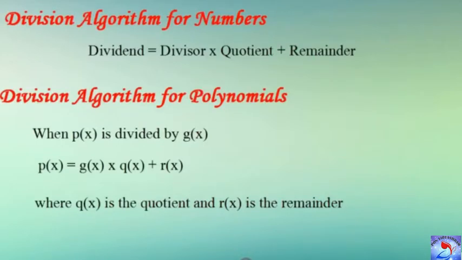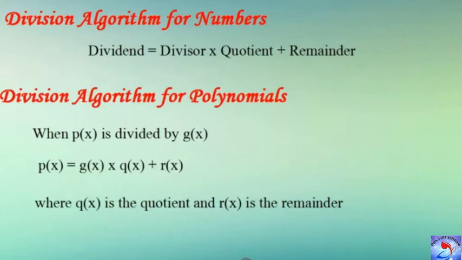Before we learn about the division algorithm for polynomials, let's recall the division algorithm for numbers. When you divide any number by another number, you have the dividend, divisor, quotient and remainder. The division algorithm says any dividend can be written as the product of divisor and quotient plus its remainder. We have already learnt this in our 9th standard, so I'm not getting much into it now.